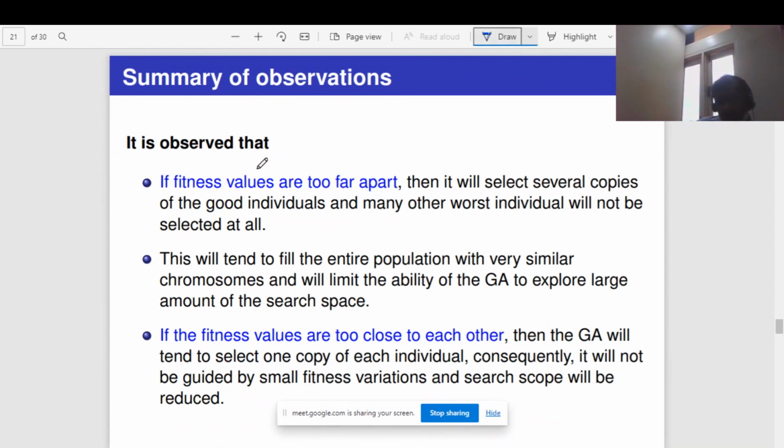So whatever we have discussed is what is mentioned here. If fitness values are far apart, then it will select several copies of good individuals, and many other worse individuals will not be selected at all. That is in case 1. So the graph is something like this. It will select only from this region. This will be totally ignored. This will tend to fill the entire population with very similar chromosomes. After a period of time, every individual will have a similar fitness score only.